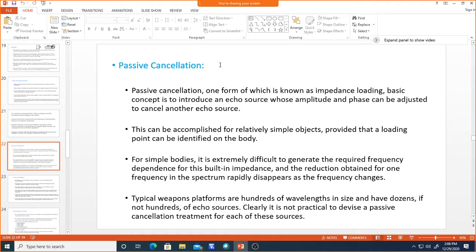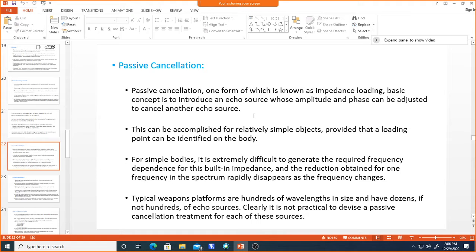This passive cancellation is also one of the forms by which we can reduce the radar cross section, through impedance loading. The basic concept is to introduce an echo source whose amplitude and phase can be adjusted to cancel another echo source. That means, whatever, this is passive. Why? Because we have to know the amplitude and phase of the echo produced by the target.